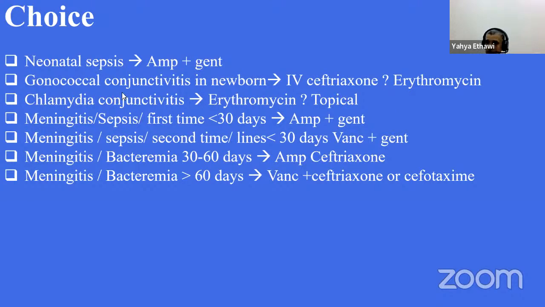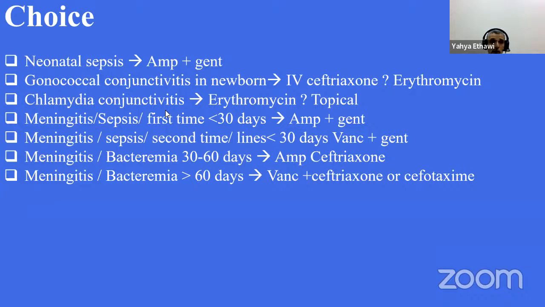For gonococcal conjunctivitis, it's better to use IV ceftriaxone. If you're suspecting it, if you have enough risk factors for conjunctivitis, one dose of ceftriaxone, 50 milligrams per kg, is enough, or even a flat dose. And erythromycin is actually of no use. It does not need to be used, as the evidence of its use as a prophylaxis is very limited.